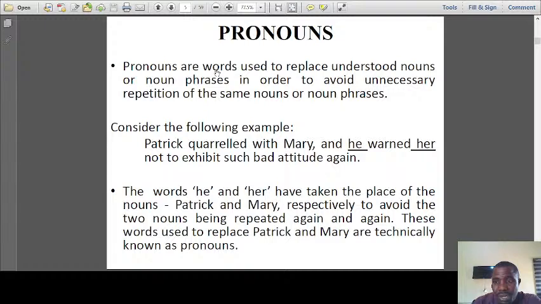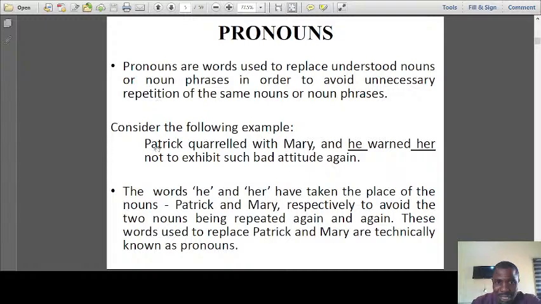So the best will now be: Michael has gone to school. He has eaten the food. So the word he is a pronoun and has been used to replace the understood noun. The understood noun is Michael, and he has been used to replace it. Take note of that. Now, here we also have other examples.